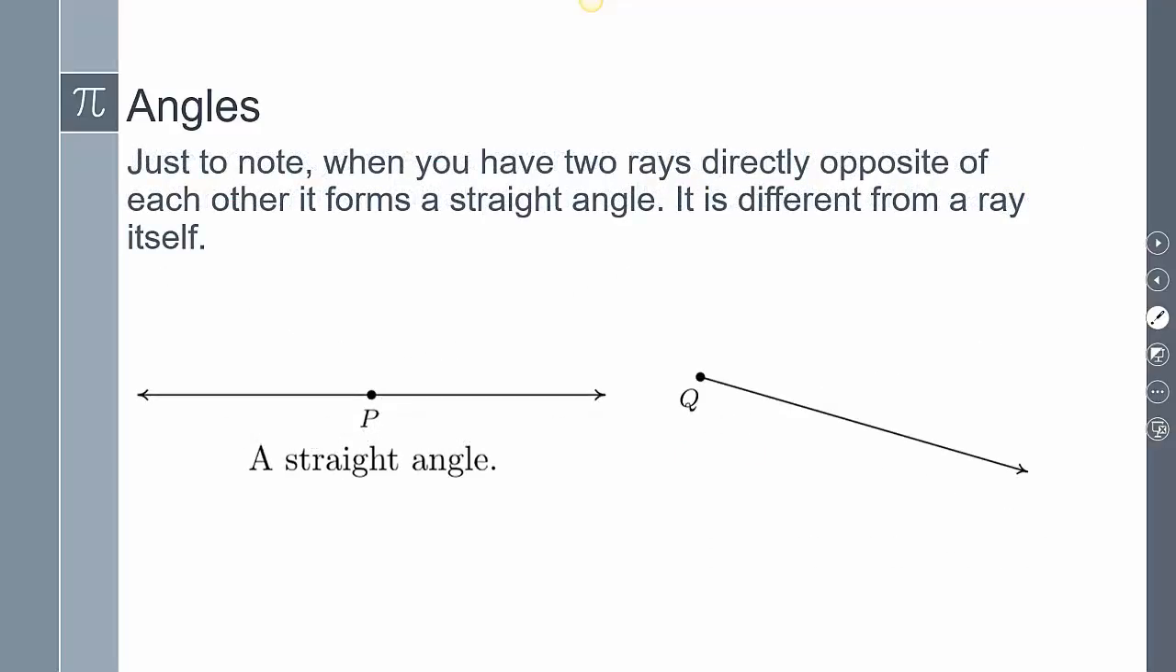Now just to note, there is a difference between a straight angle and a ray. Remember, a ray starts at a point and goes on forever. A straight angle, on the other hand, represents some sort of rotation getting to that other ray. Or at least I should say there's two rays going in both directions like that.